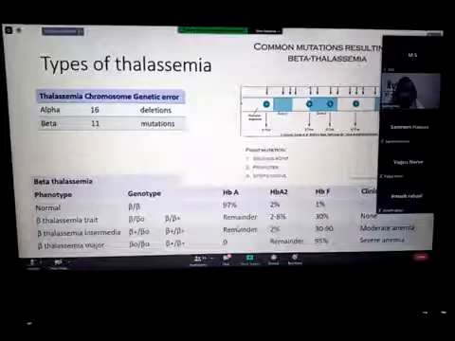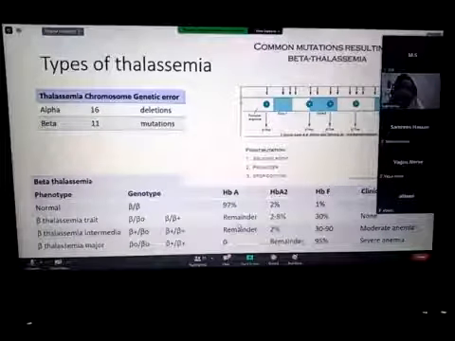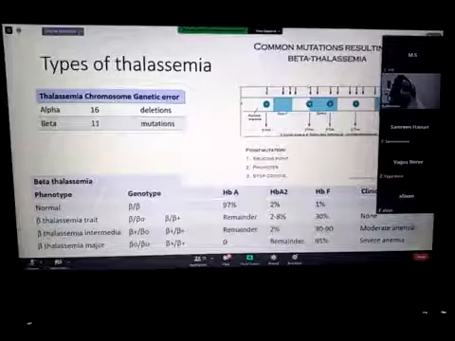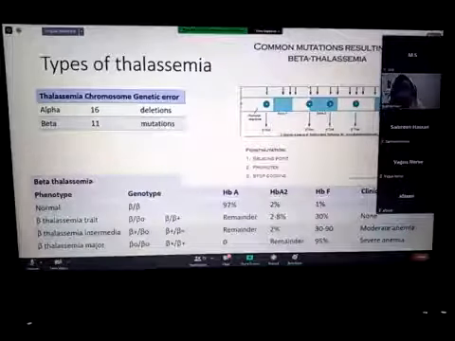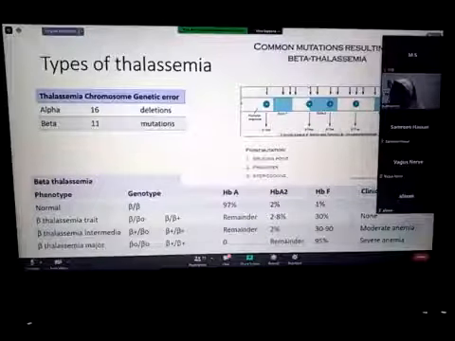Then we have beta thalassemia major, which is actually beta naught, beta naught. The patient is homozygous for beta naught, and all they are synthesizing is hemoglobin F, and they have severe anemia. They are actually transfusion dependent.